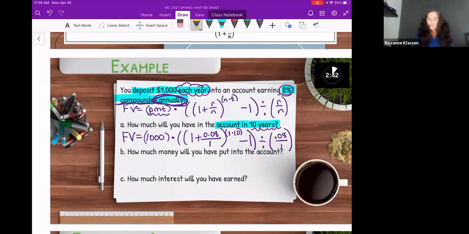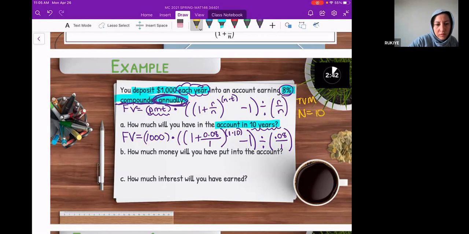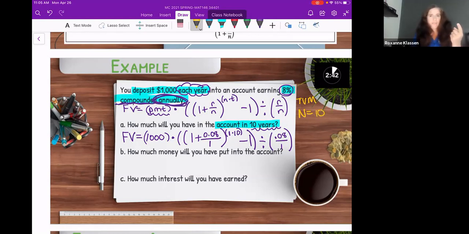So if I'm going to use the TVM solver, I have to put in capital N. What is capital N in the TVM? 10. It is 10, but sometimes it won't be the exact same number as T, because if your lowercase n is not 1, you'll have to do n times T, okay? So after N, we have I, and I in this case is 8. Remember, you don't change it to a decimal, you just put it in as 8. PV is going to be 0. We don't have anything in the account to start with.